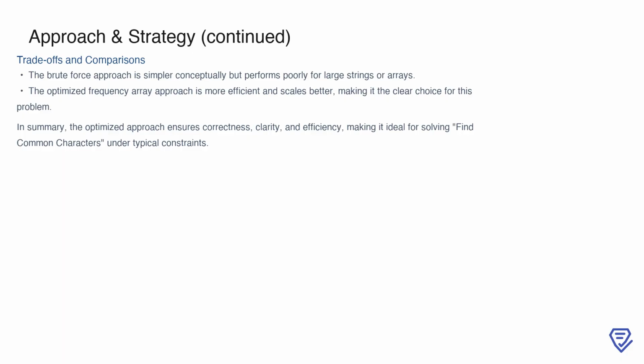In summary, the optimized approach not only ensures correctness but also achieves clarity and efficiency, making it the ideal solution for find common characters within the given constraints. By focusing on the core insight of tracking minimum frequencies, this method elegantly balances performance and simplicity, providing a robust way to solve the problem efficiently.